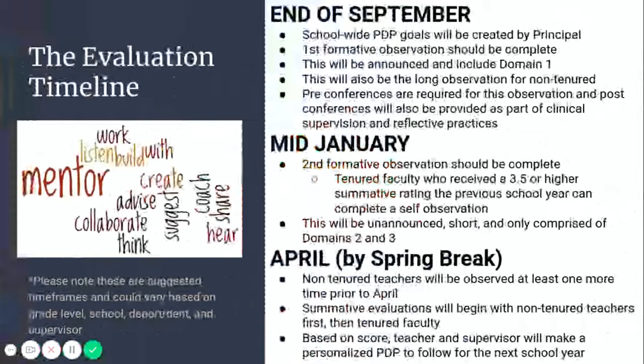By mid-January, your second formative observation will be complete. Tenured faculty, here's a little side note, who receive a 3.5 or higher summative rating from the previous school year can actually complete a self-observation for this observation. This will be unannounced, whether you're tenured or non-tenured, short, and only comprised of domains 2 and 3. Then by spring break in April, non-tenured teachers will be observed at least one more time, potentially if needed, prior to April's summative evaluation.